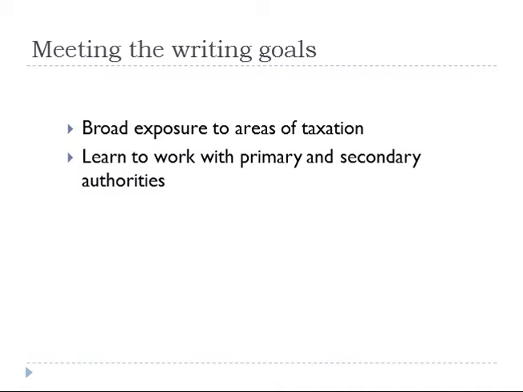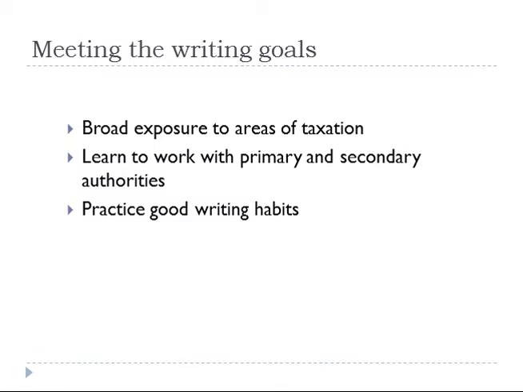In order to effectively research identified issues, students need to understand how to work with primary and secondary tax authorities. In this course, this means gaining an in-depth knowledge of those sections of the Internal Revenue Code, related regulations and tax treaties, and other authorities that impact inbound transactions.